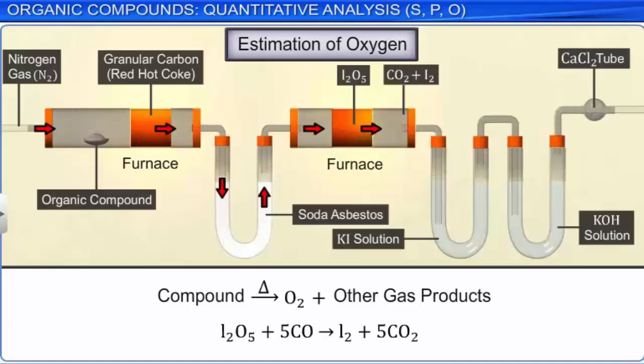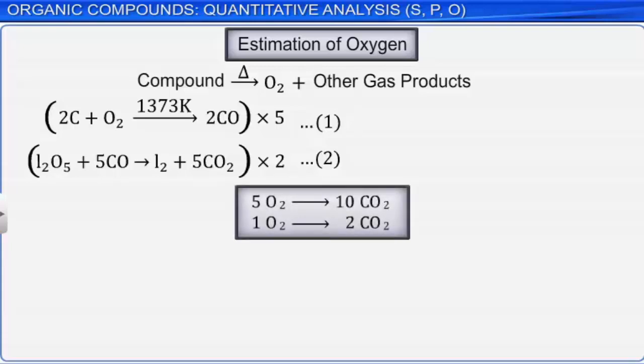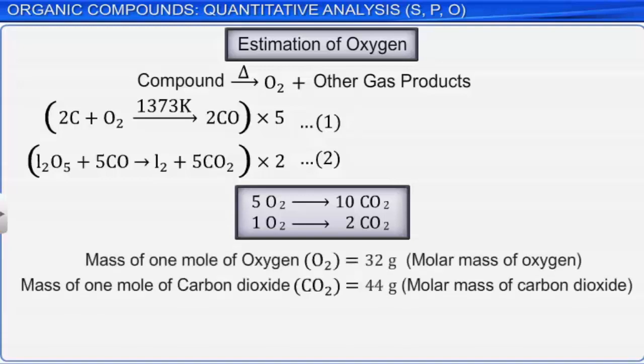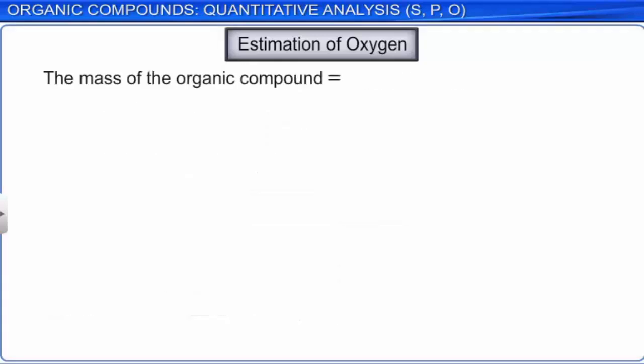To make the amount of carbon monoxide produced in the first equation equal to the amount of carbon monoxide used in the second equation, multiply the first and second equation with 5 and 2 respectively. It is clearly evident from the equation that 1 mole of oxygen liberated from the compound produces 2 moles of carbon dioxide. Thus, 88 grams of carbon dioxide is obtained if 32 grams of oxygen is liberated. Let the mass of the organic compound taken be m grams. Mass of carbon dioxide produced is m1 grams.